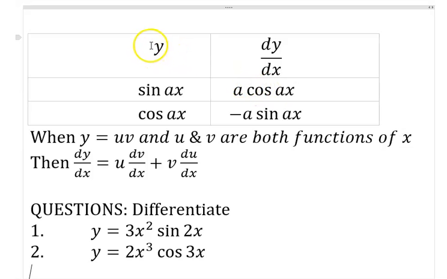and it simply means whenever you have, for example, y equals sine ax, if you have to differentiate it, sine ax will give you cos ax. If you have y equals cos ax, if you have to differentiate it, it's going to give you minus a sine ax. By implication, this is the differentiation of what we have here.